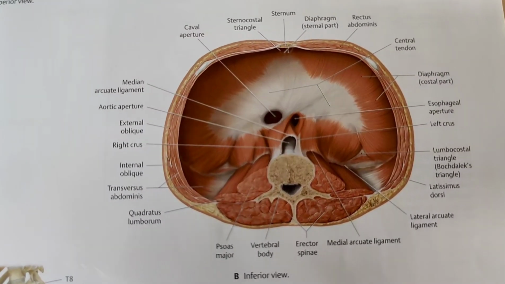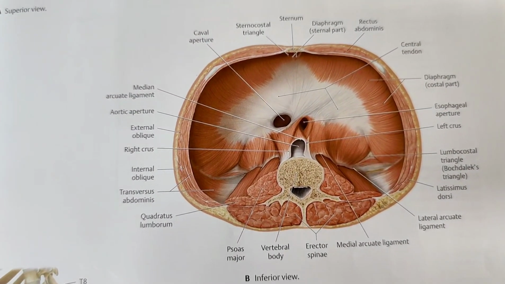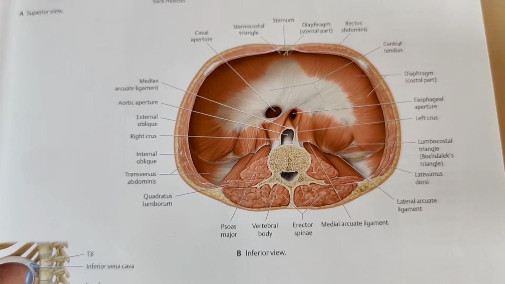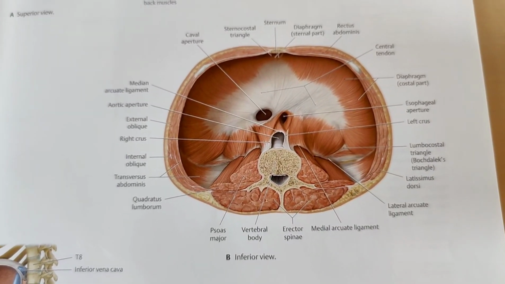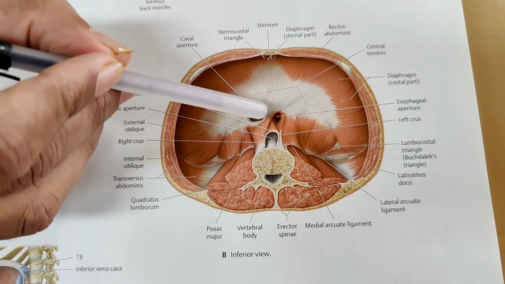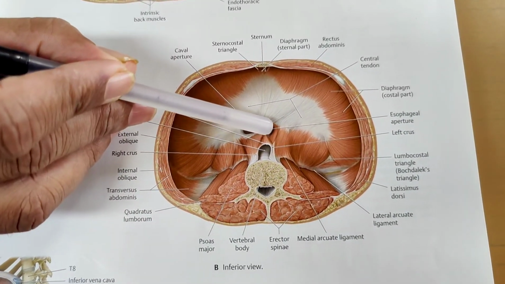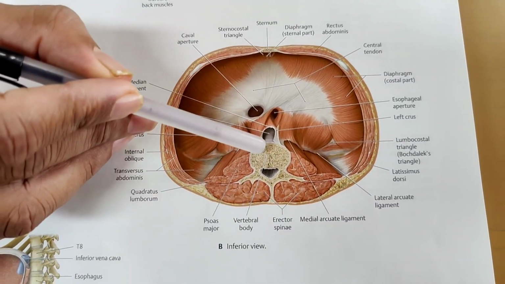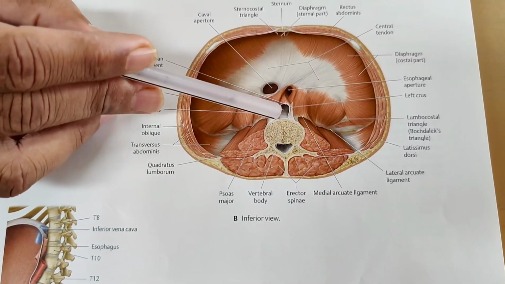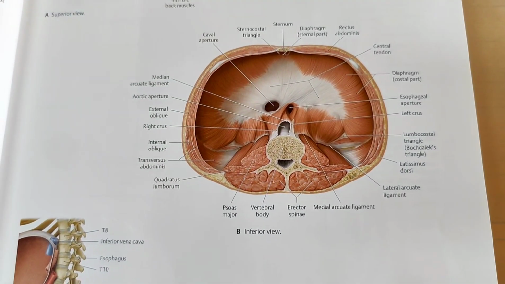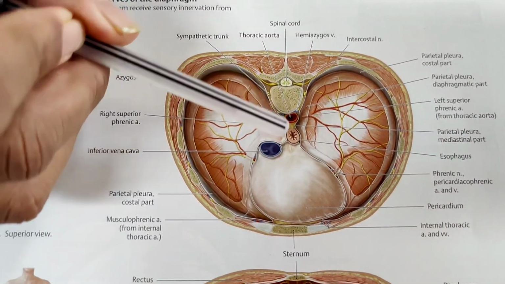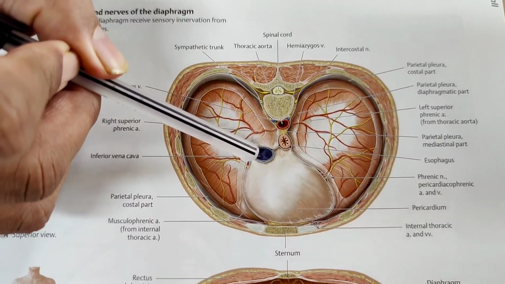Now we will see the openings in the diaphragm. You might have learned this in the thorax also, and this is revision. In the diaphragm there are three major openings. First is the vena cava opening, which is lying in the central tendon. This is the esophageal aperture, which is lying in the muscular part of the diaphragm, and just in front of the 12th thoracic vertebra there is the aortic aperture. So in this figure again you can see the aortic opening, esophageal opening, and vena cava opening.